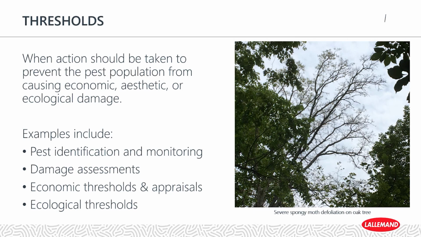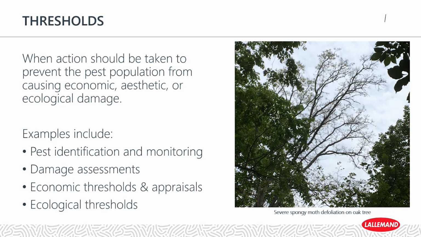Thresholds refer to the predetermined pest population levels where action should be taken to prevent the pest population from causing economic, health, aesthetic, or ecological damage. It serves as a guide for determining when intervention is necessary and how much damage we can accept. When establishing thresholds, pest identification and monitoring data is used to understand the pest life cycle, its behavior, and population dynamics. It involves assessing the extent of damage, including defoliation, dieback, or mortality, and how much of this damage we are willing to accept.